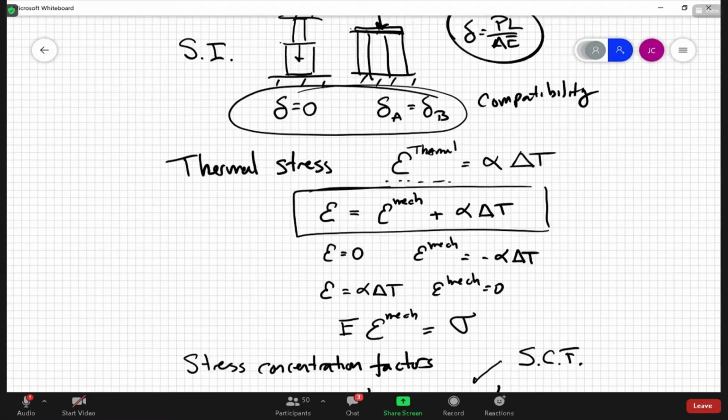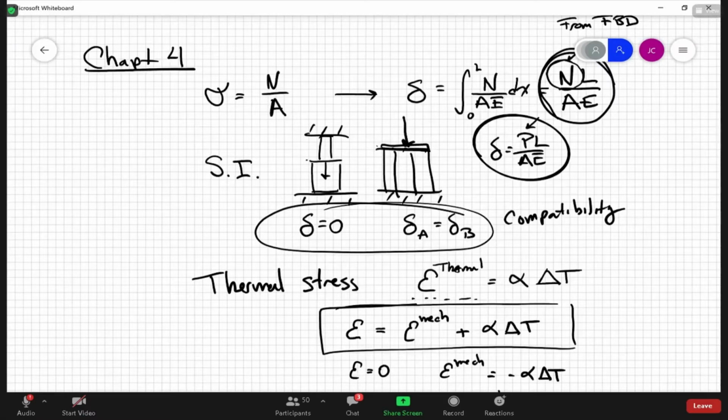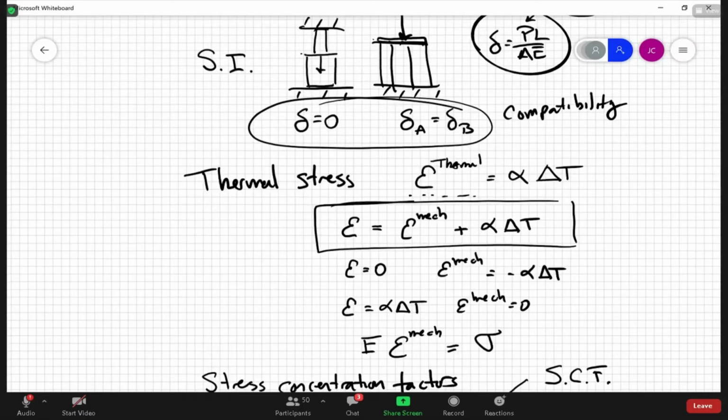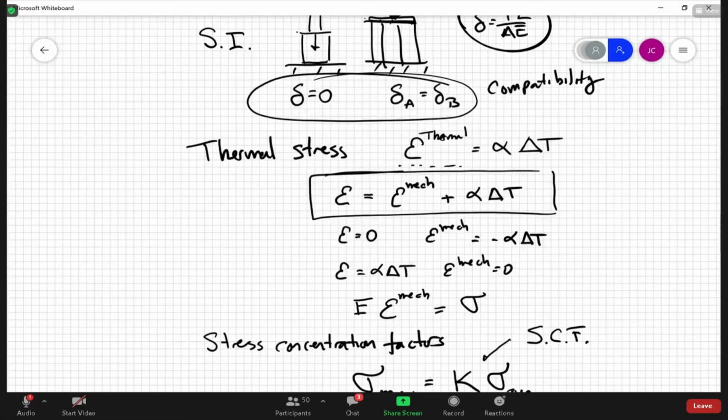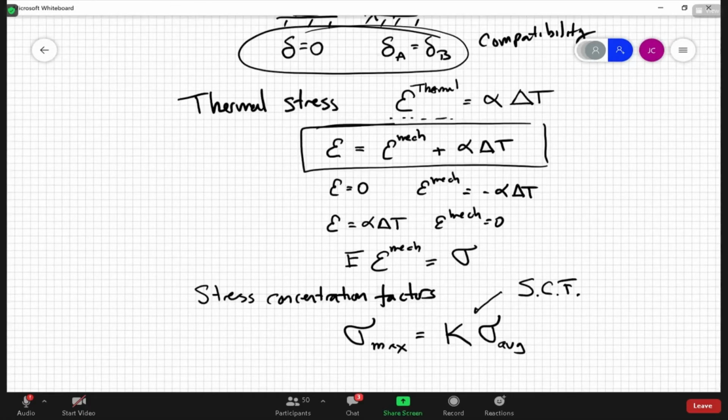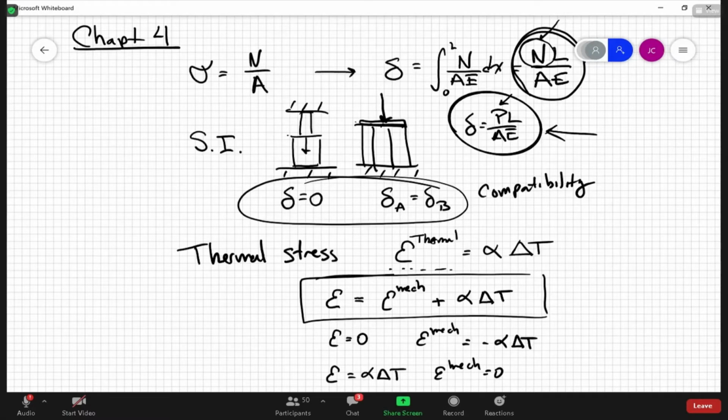Is there any questions on that stuff, at least as far as the material? What you'd be responsible for? Like, obviously, I'll give you the curves that allow you to get K. Obviously, I give you those, right? This equation you really should memorize, right? PL over AE, right? And I think that's it.